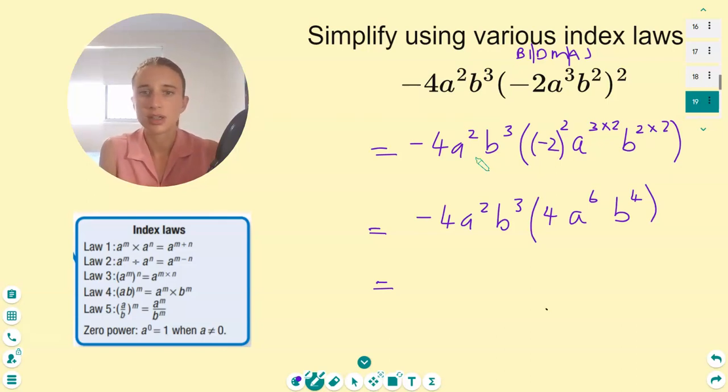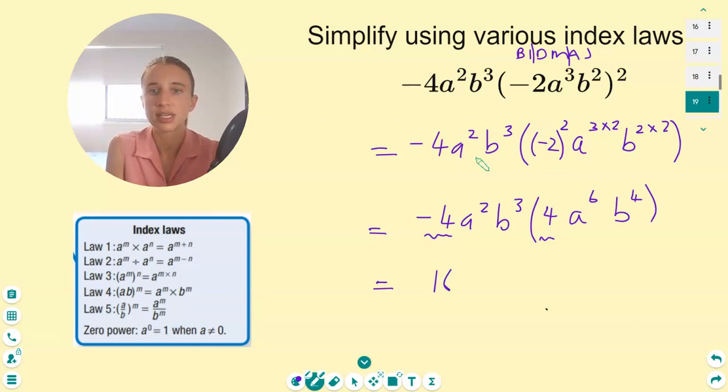Okay, let's look at this. I'm thinking coefficients times coefficients. And remember to take that sign out the front. 4 times 4 is 16. Negative times a positive. Different signs means the number should be negative.